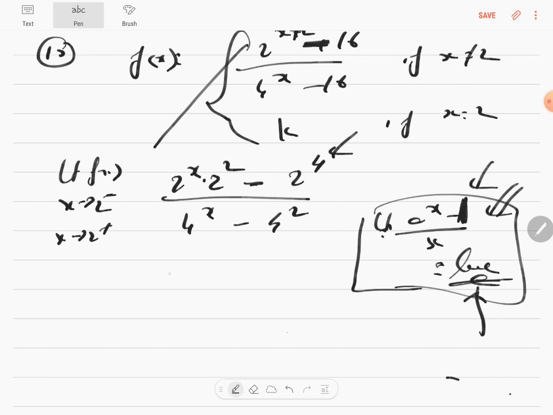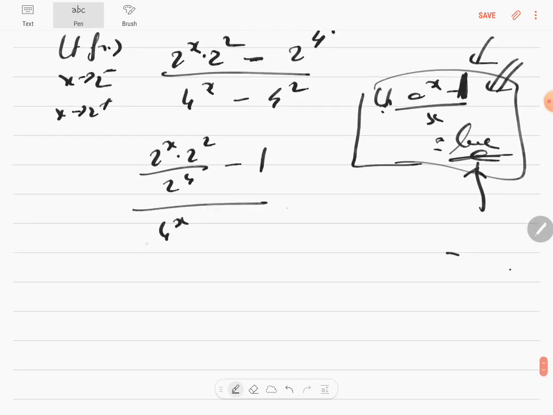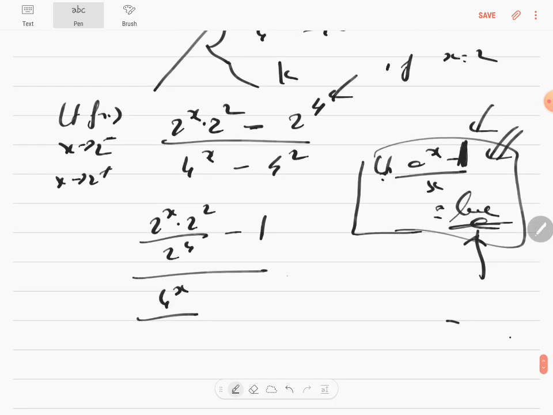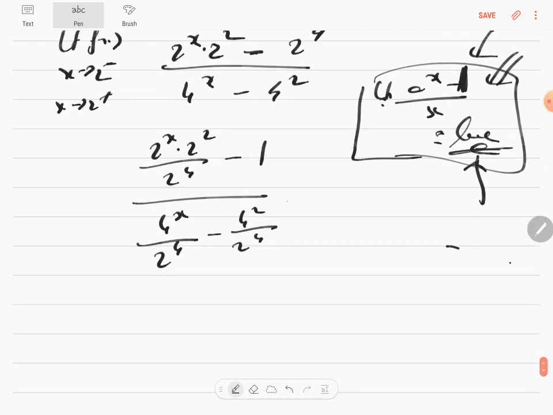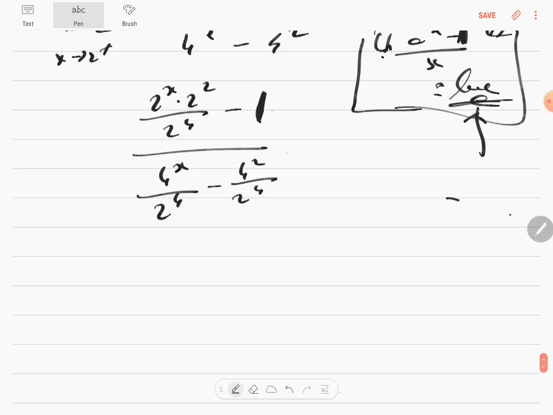So when I divide, 2 to the power x into 2 to the power 2 by 2 to the power 4, minus 1 by 4 to the power x into, what am I dividing by? 4 to the power 2 by 2 to the power 4. I am dividing the numerator and the denominator by that so that I will get a 1 here. That's the whole point. So what does it become? It goes up and becomes 2 to the power x into 2 to the power minus 2, which is 2 to the power x minus 2.